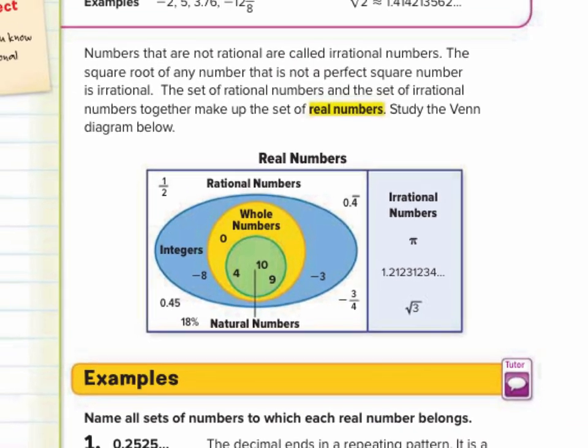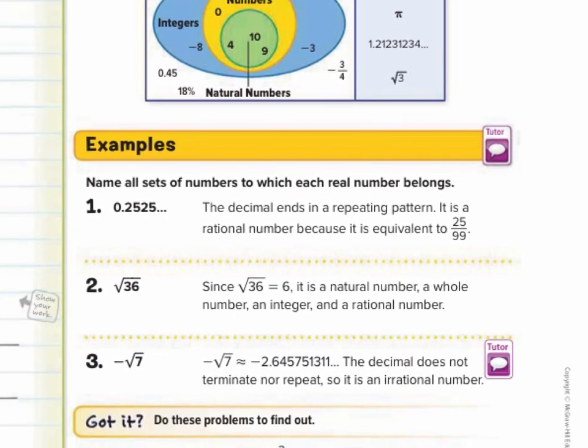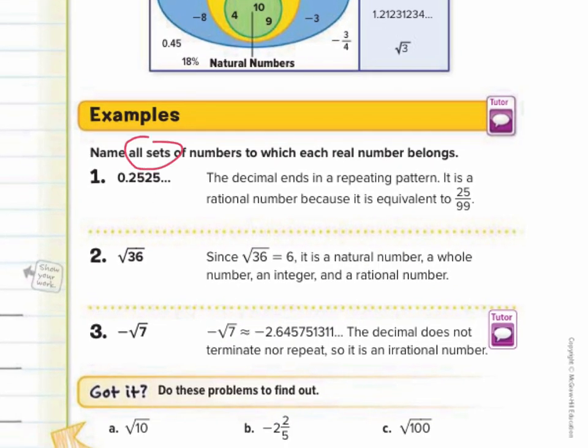So as we look into our guided examples, name all sets of numbers to which each real number belongs. For number 1, we have 0.2525... The dots mean that 25252525 is going to go on forever, so the decimal ends in a repeating pattern. It is a rational number because it's equivalent to 25 over 99. And that's it, it's just a rational number.